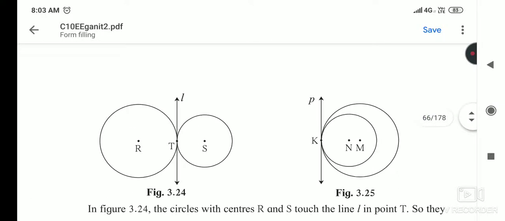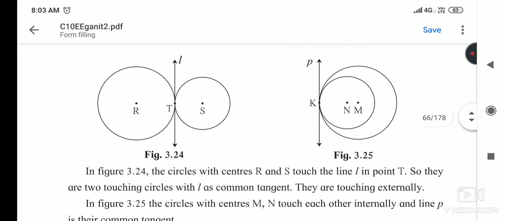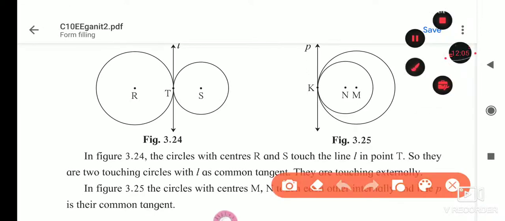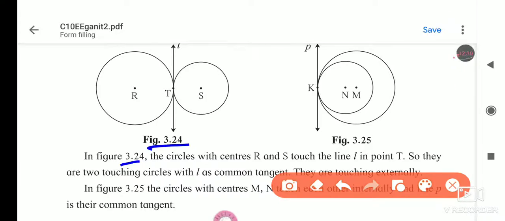After that we will see this figure. What they are asking, see here in figure 3.24, is the circle with center r.